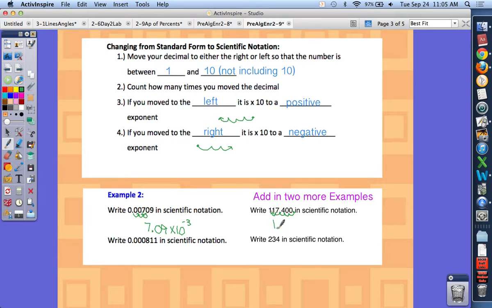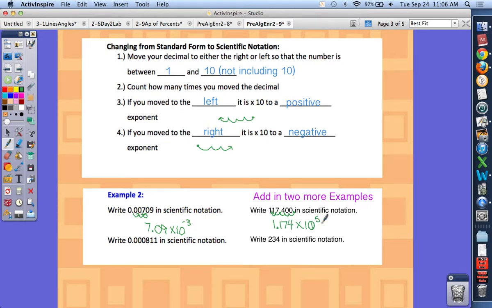So we have 1 point. Copy down all the numbers that show up, except you don't need these zeros now. I could put them there, but they're not going to make a difference. So just copy down the numbers that show up after the decimal that are not 0. Times 10 for scientific notation, and how many spots did we move it? 1, 2, 3, 4, 5. It was to the left, so it's a positive exponent.